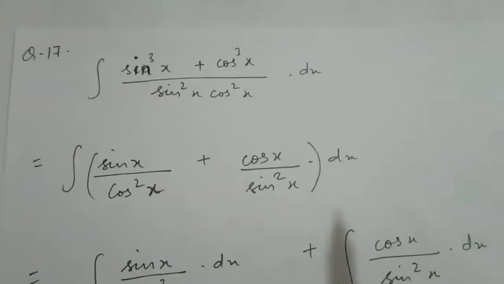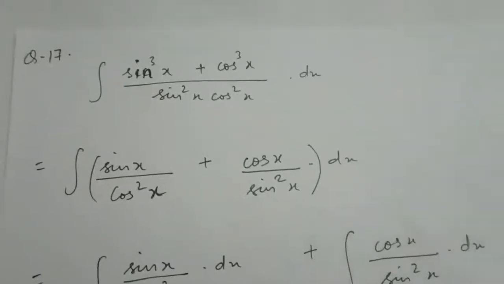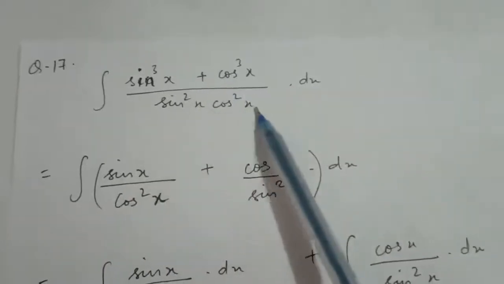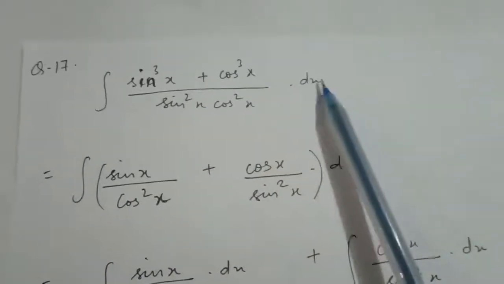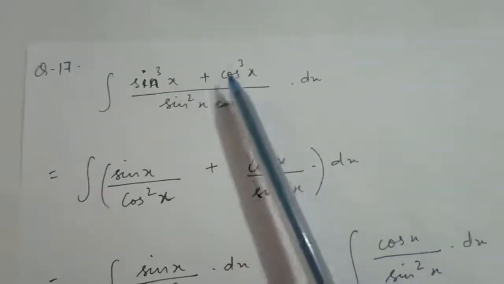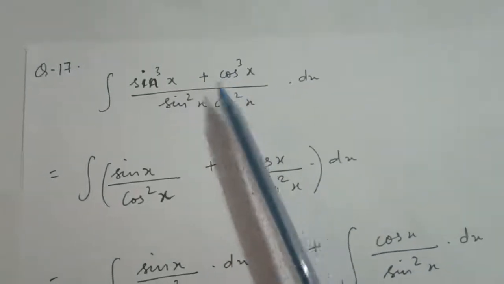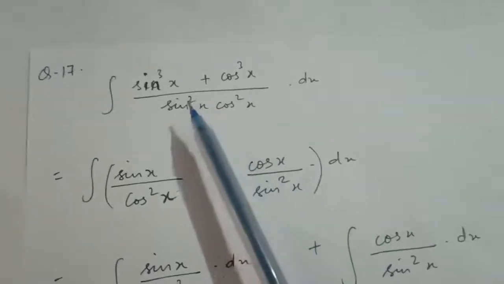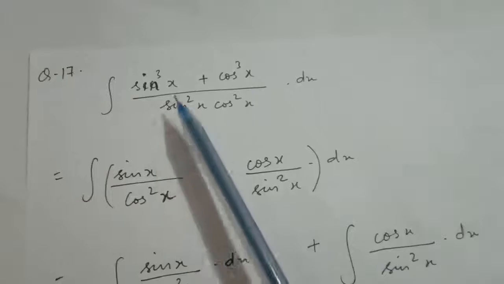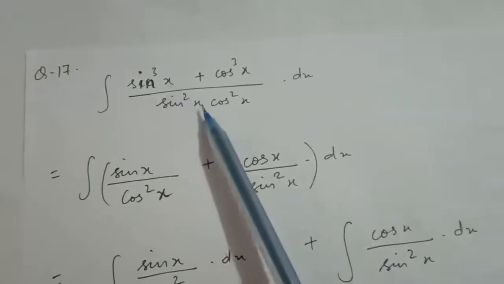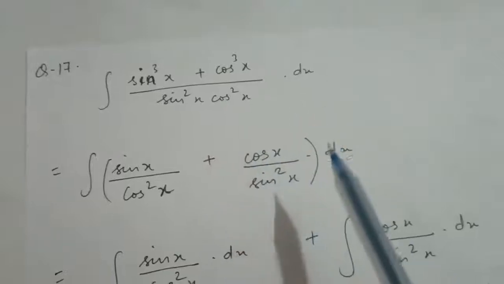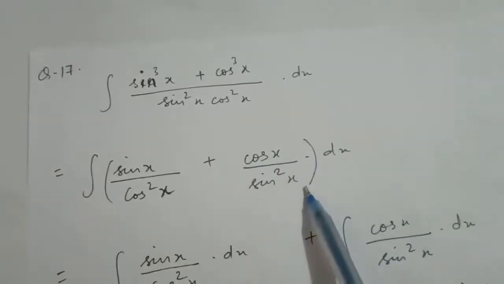Question number 17 is the integral of (sin cube x plus cos cube x) upon (sin square x into cos square x) into dx. So first of all we will divide the terms of the numerator by this given denominator. So you will get sin x upon cos square x when you divide sin cube x by this, plus, when you divide cos cube x by this, you will get cos x upon sin square x.